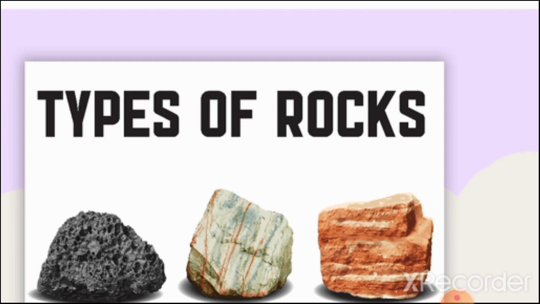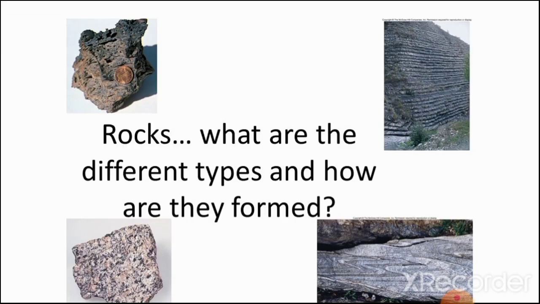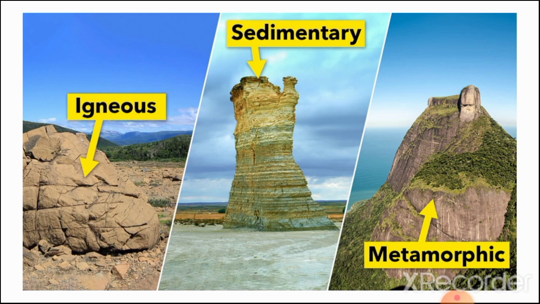There are different types of rock. The types of rocks are divided into three. So we shall be looking at the three types of rocks and discussing how they are formed. The three different types of rocks are: 1. the igneous rock, 2. the sedimentary rock, and 3. the metamorphic rock.